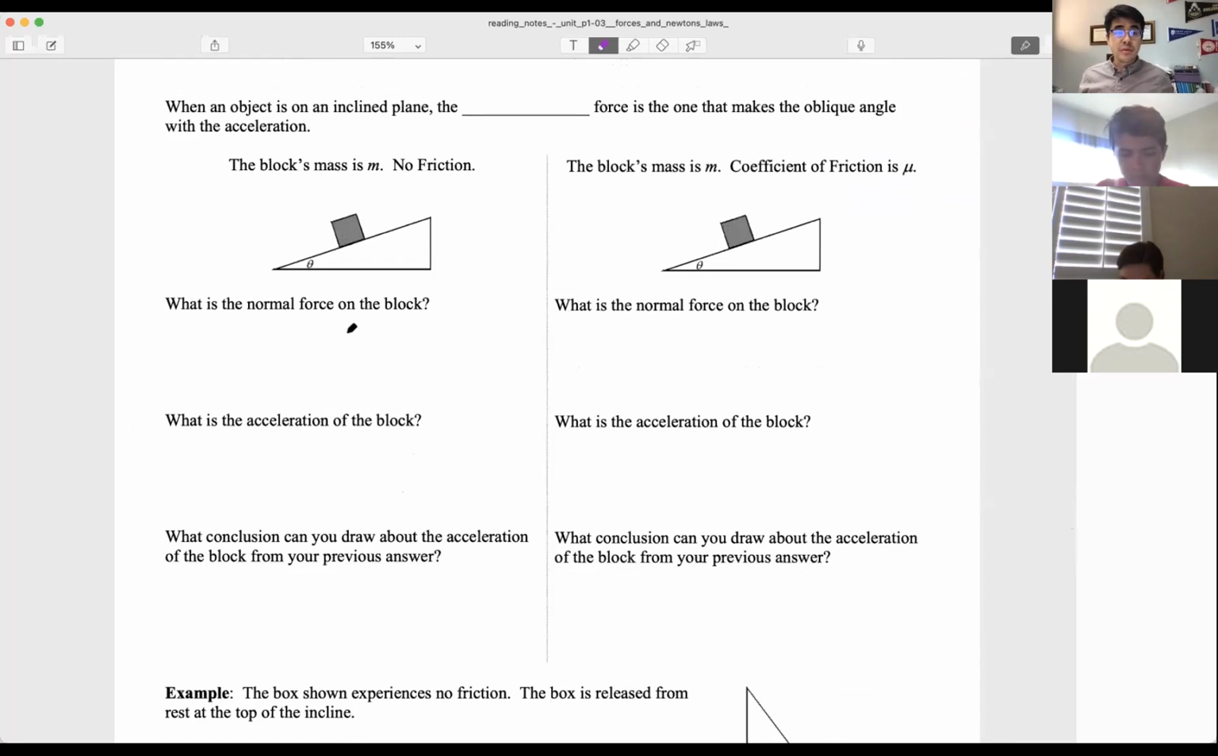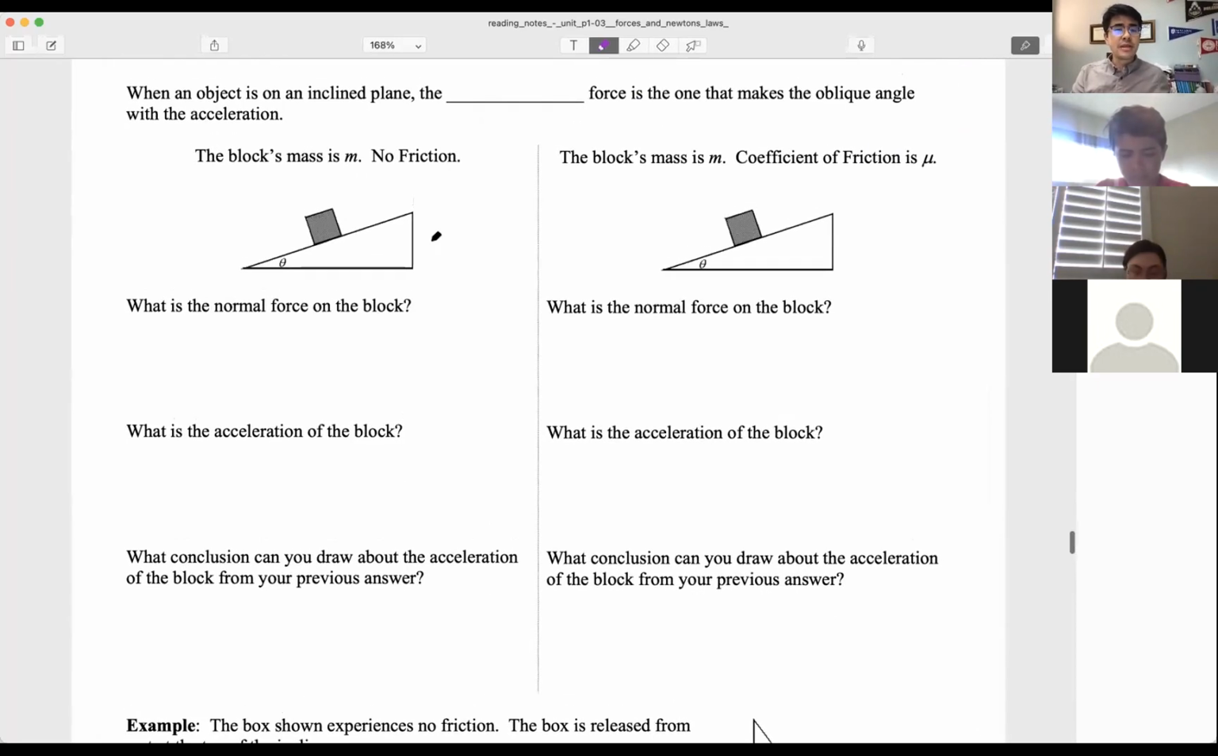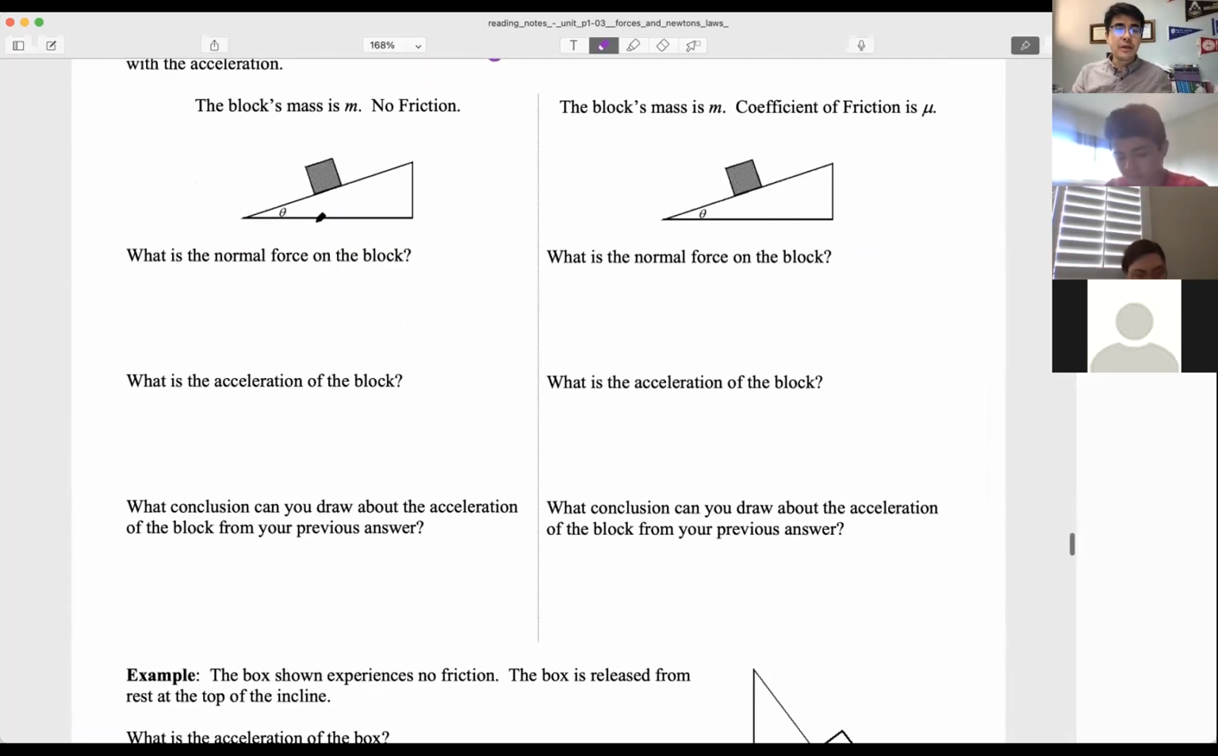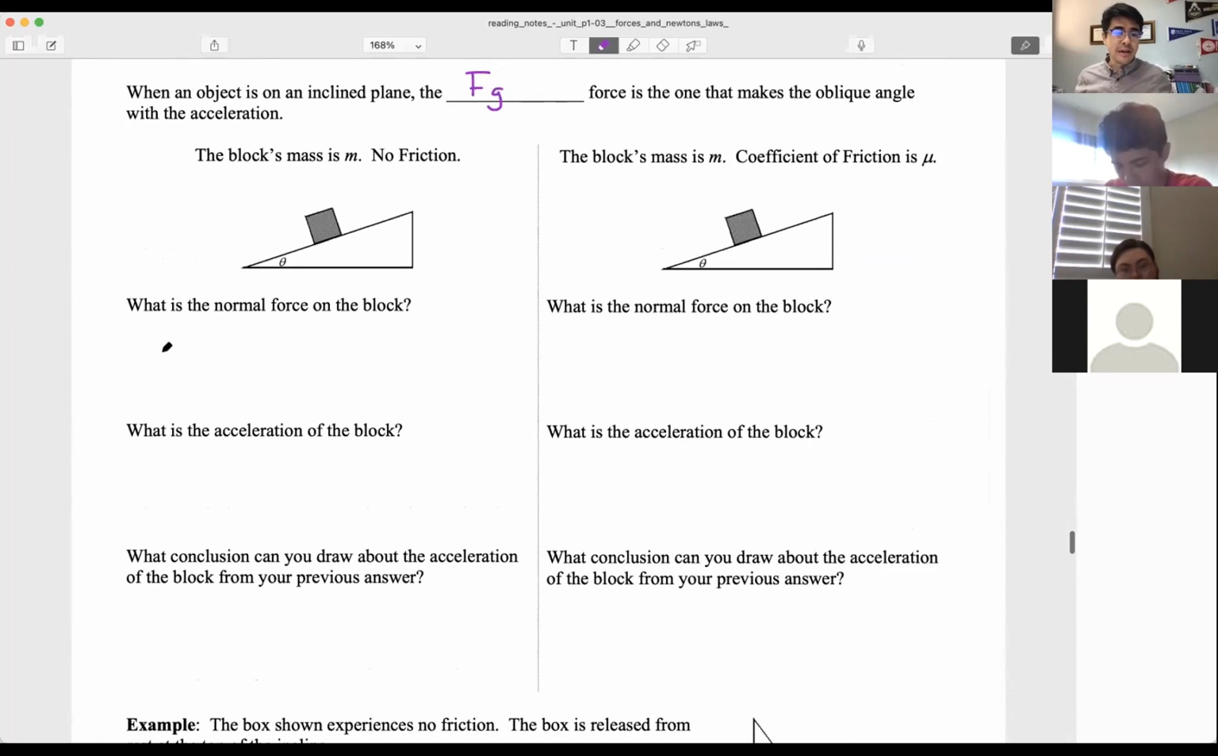So then let's fill this part out. When the object is on an inclined plane, the blank force is the one that makes the oblique angle. This is the Fg force, that's the one that we need to split up. So you can use the picture from earlier if you want, with or without the friction. But the normal force on the block, Fn, is always going to equal mg cosine theta. Same thing for this one.